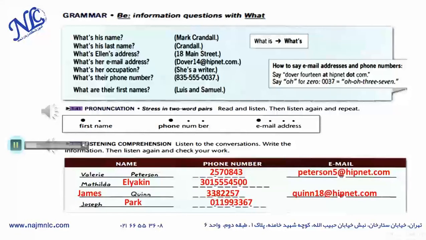Conversation 2. Last name? Elyakin. How do you spell that? Elyakin. Repeat, please. Thank you. And your phone number? 301-555-4500. Repeat, please. Thank you.